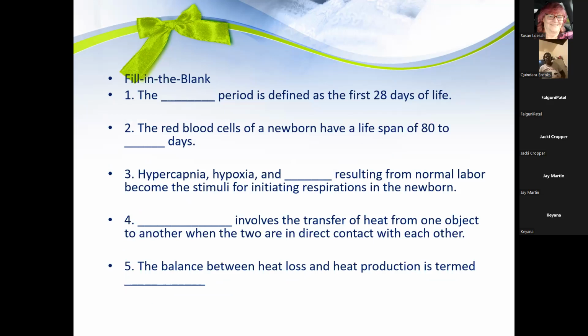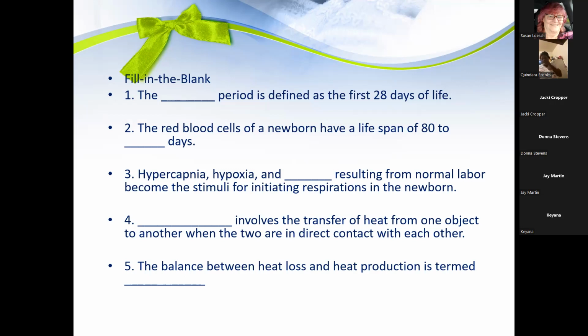All right, what period is defined as the first 28 days of life? Neonatal. Neonatal, and we have a lot of rapid, dramatic physiological changes going on here. You have to be aware of them. The red blood cells of a newborn have a lifespan of 80 to 100 days, compared to the 120 of that in an adult.